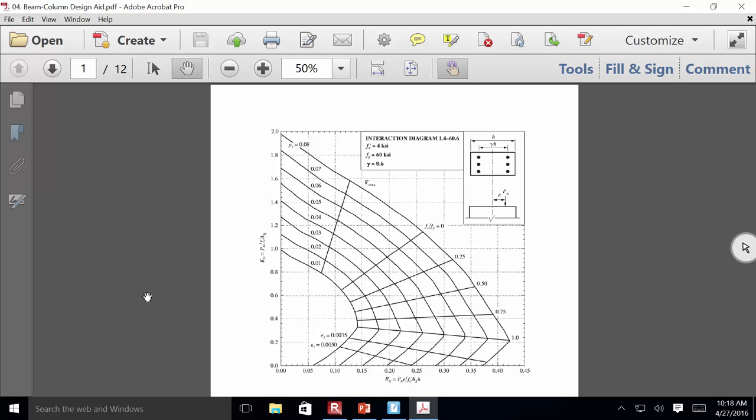Gamma is that ratio between this dimension and this dimension. So you all have a gamma 0.6, a gamma 0.7, 0.8, and 0.9. What if gamma is like 0.75, and you have a graph for 0.7 and 0.8? What do you do?